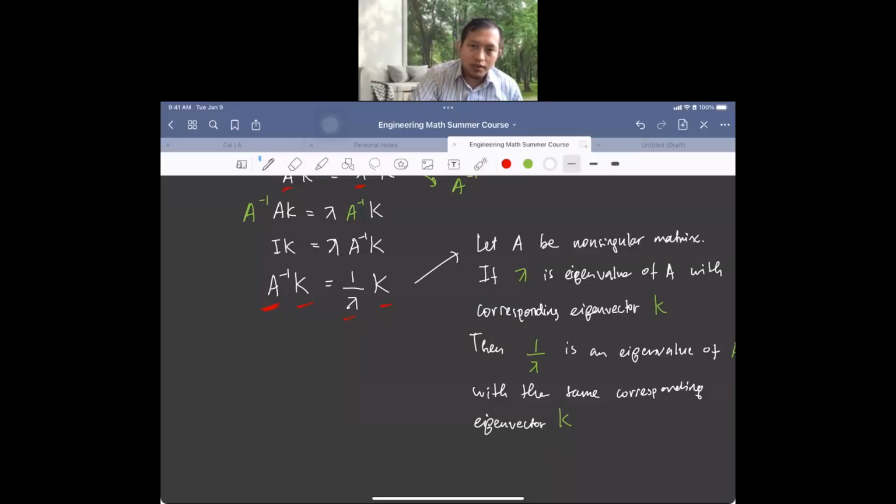So before, at the beginning, we said that we want the determinant to be zero, but now we can have a situation where the matrix has an inverse. Okay.